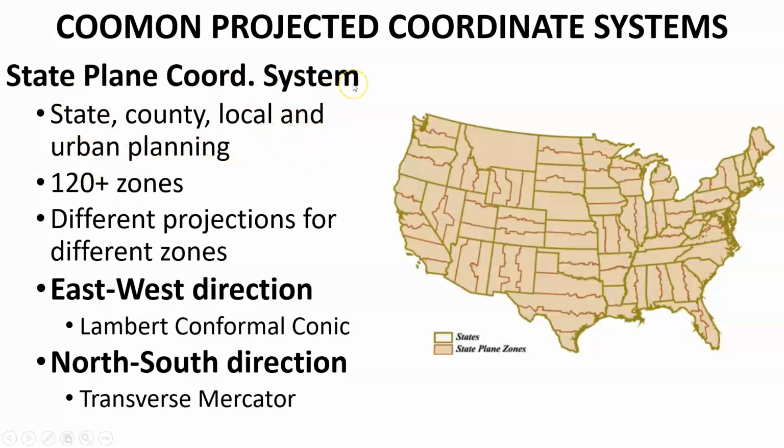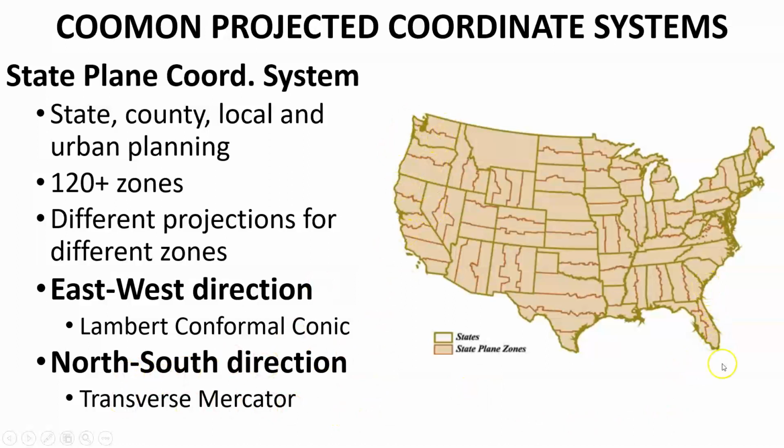The state plane coordinate system is divided by states. In total, we have more than 120 zones. And depending on the shape of the state, we also have different projections for different zones. So for example, states that have an east-west direction use a Lambert conformal conic projection. So for example, in California, we have several east-west shapes. States that have a north-south direction, or zones that have a north-south direction, use a transverse Mercator projection.